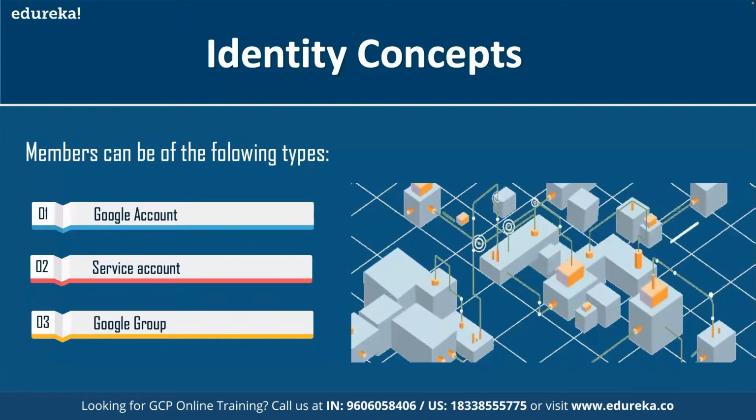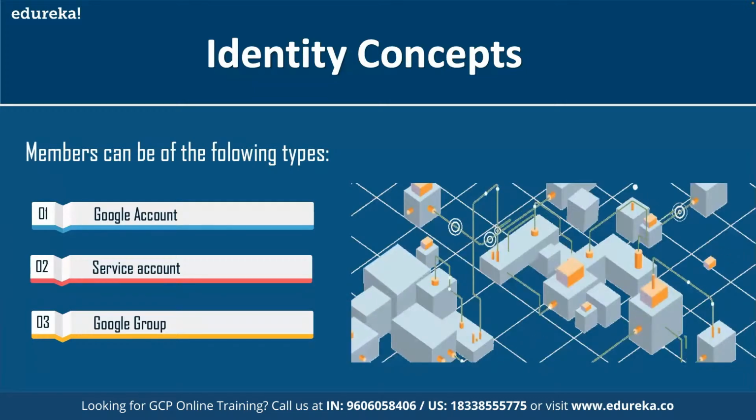Okay, and we have the Google group. A Google group is a named collection of Google accounts and service accounts. Every Google group has a unique email address associated with the group, and you can find it by clicking About on the home page of any Google group that you have. Okay, so this is about Google groups.